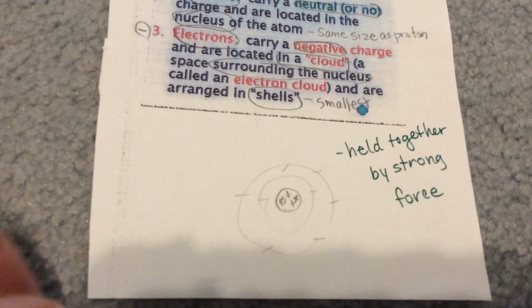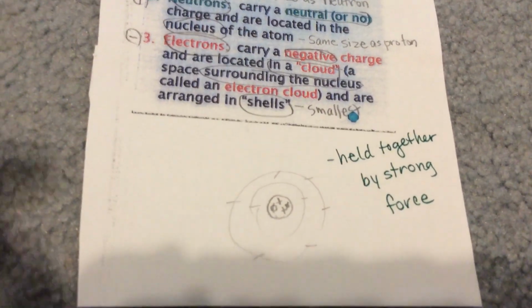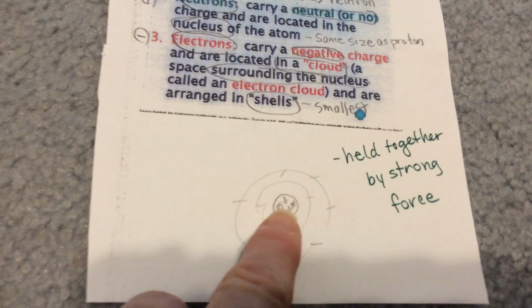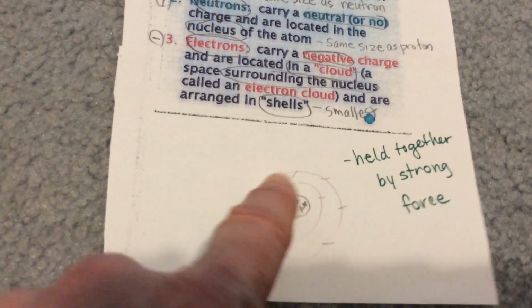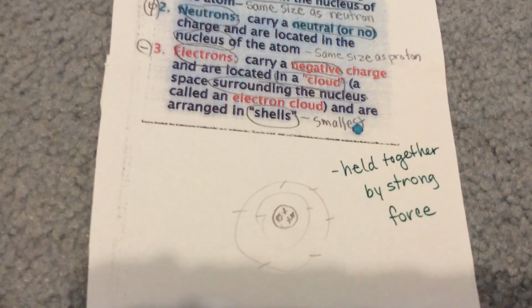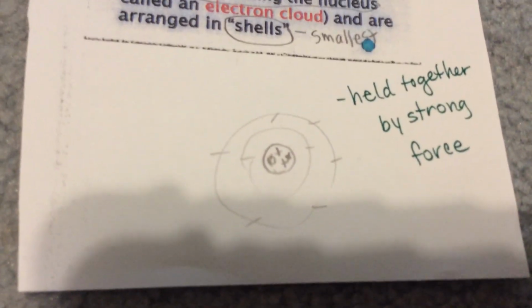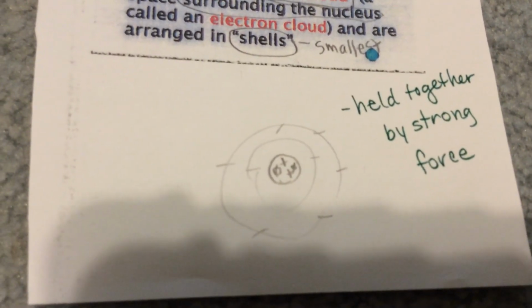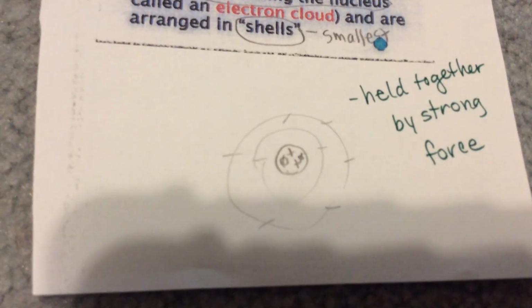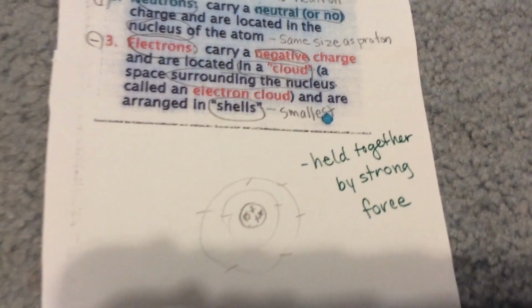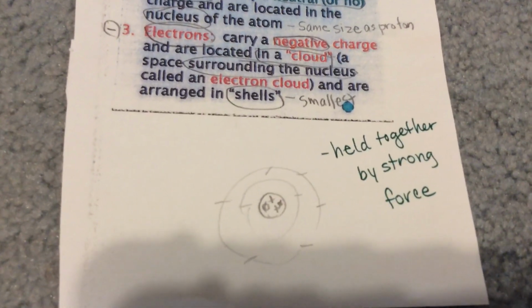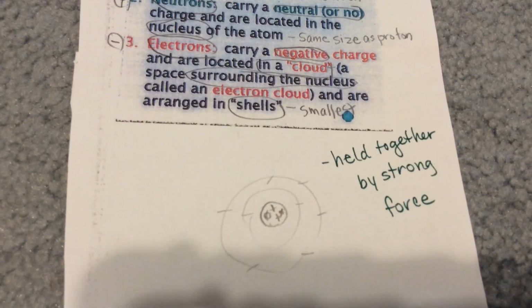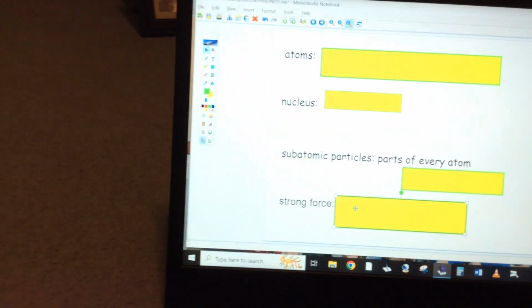So the strong force in that nucleus is holding the protons together, and the same thing with the neutrons. Got to hold that in the nucleus. And then I just tried to sketch out the shells there. And those marks are supposed to be negative signs. So there is a really rough drawing of possibly what a 2D atom could look like. Okay, so you'll be getting that page when you're back in class.